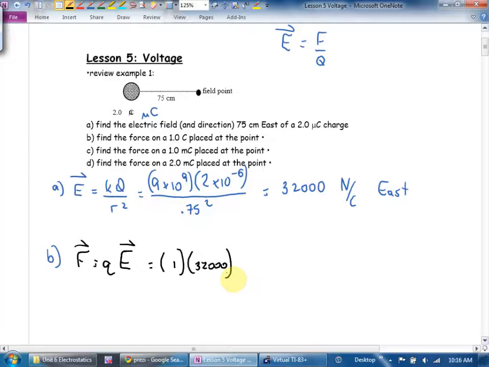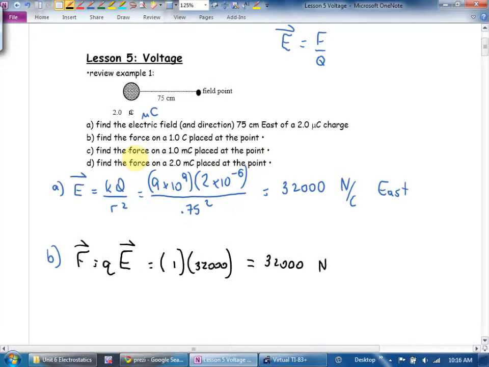Don't you dare reach for your calculator. What is 1 times 32,000, Connor? I knew even you could get that. Excellent. 32,000 units, Connor. What did we just find? Newtons. What direction would the force be? I think to the east if this was a positive charge, but they didn't say include direction, so I'm good.